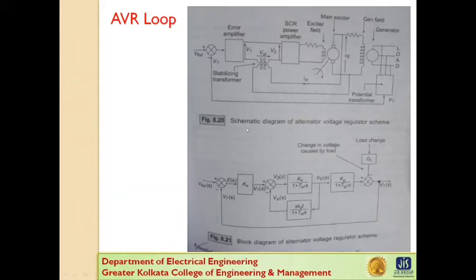This picture shows the block diagram of this model. Ka is the transfer function of the error amplifier, Ke by 1 plus Tef into S is the transfer function of the exciter field, Kg by 1 plus Tgf into S is the transfer function of the generator field, and Kst by 1 plus Tst into S is the transfer function of the stabilizing transformer. Now I will discuss each part of this diagram in detail. To make you understand better, I have to do board work, and we start with the exciter modeling.